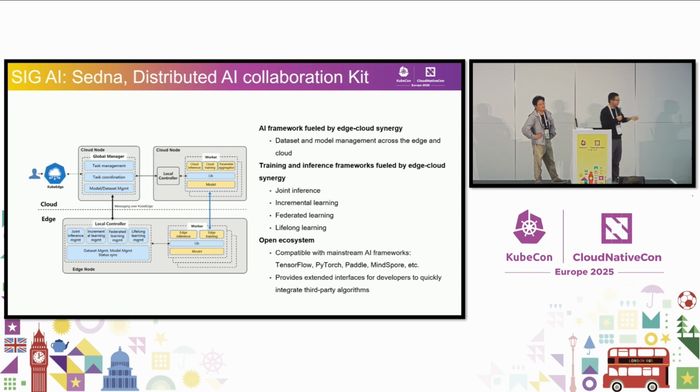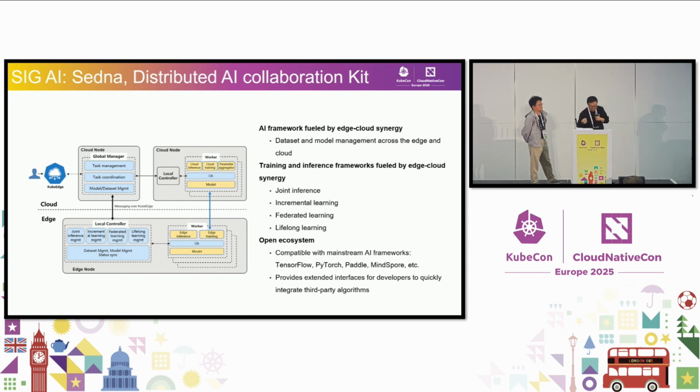From the diagram you can see this is the overall architecture. It also includes a cloud part and an edge part. In the cloud part we have a component called Global Manager. It handles all the Edge AI task management, task coordination, and model and dataset management. This is the cloud component. We also have another component called Local Controller. It runs in the cloud node and edge node. It's the bridge between the cloud and edge.